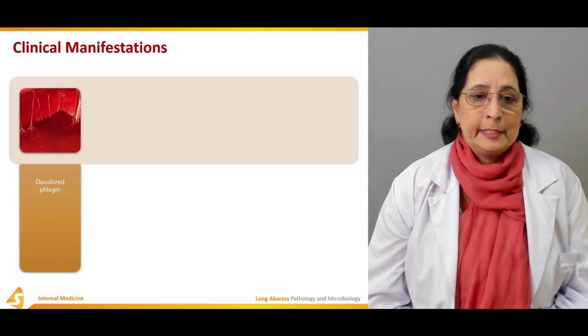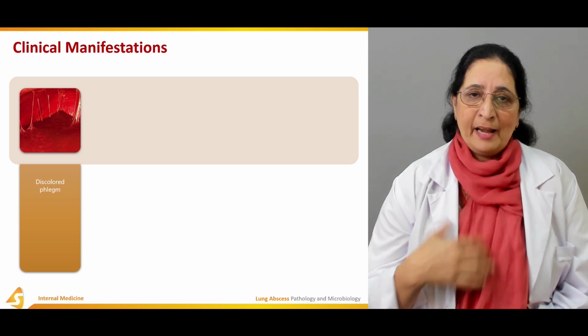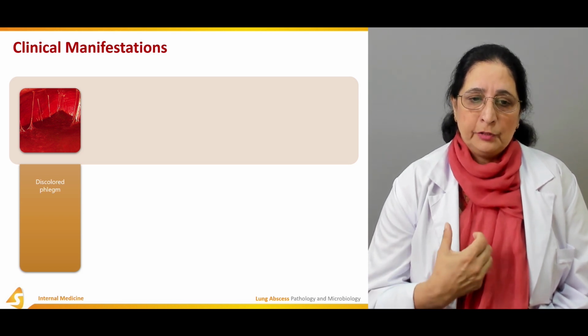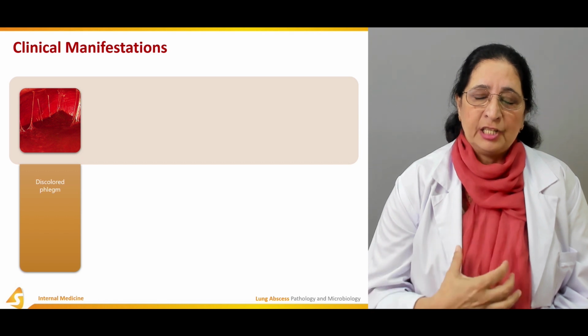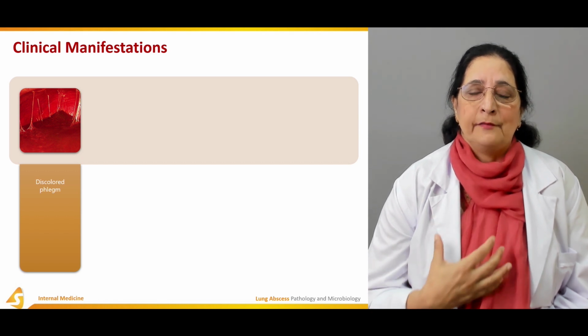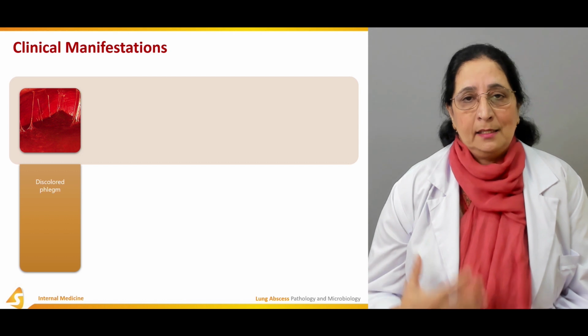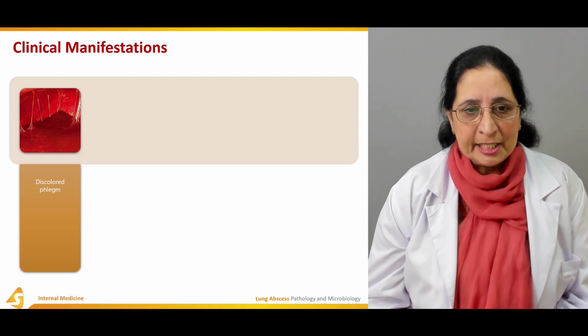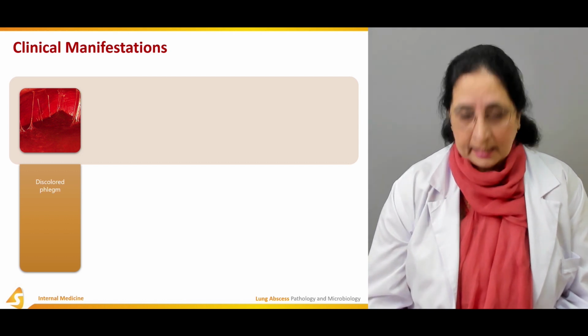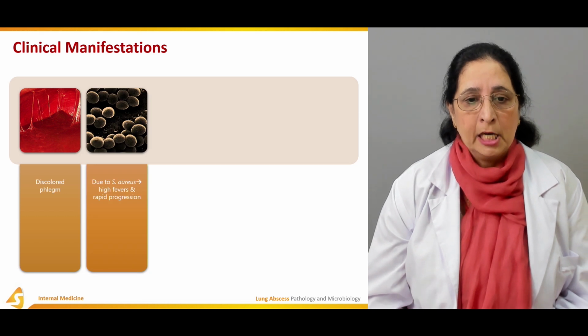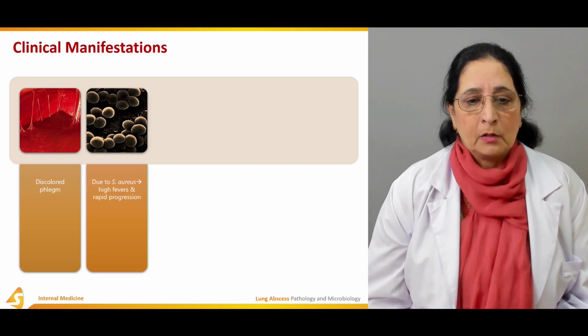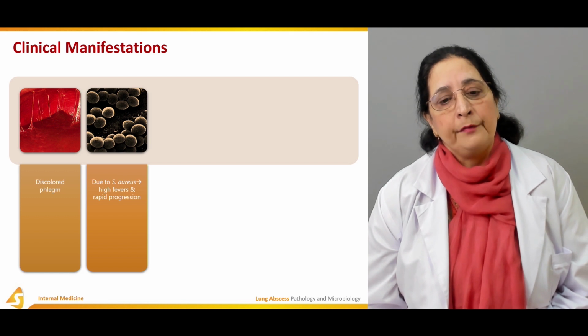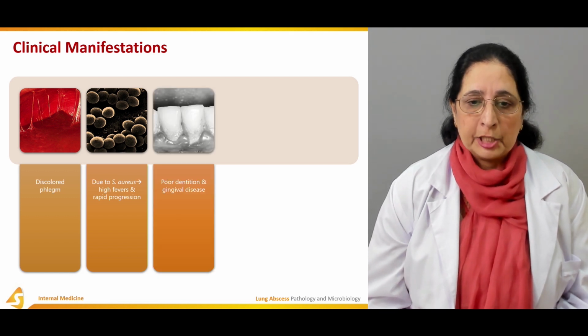There is also discolored phlegm. Phlegm is the sputum, the secretions from deep in the lungs. When it comes up, it's discolored, usually blood tinged. This discolored type of phlegm is present due to Staphylococcus aureus. Usually we have high fever and rapid progression.